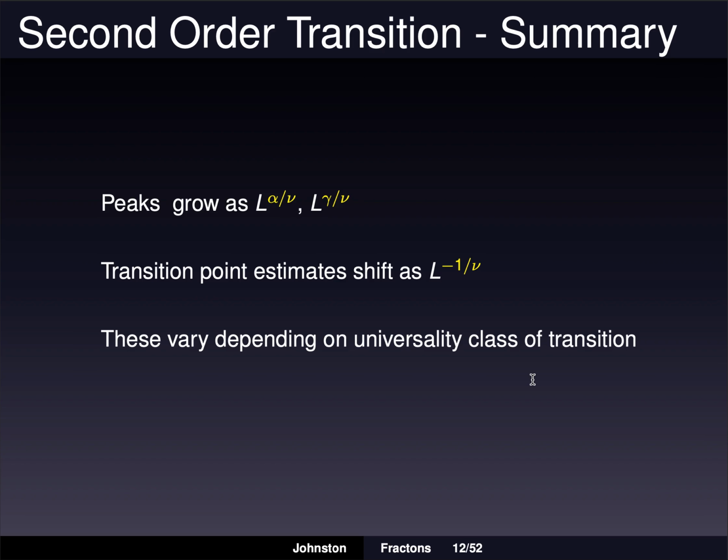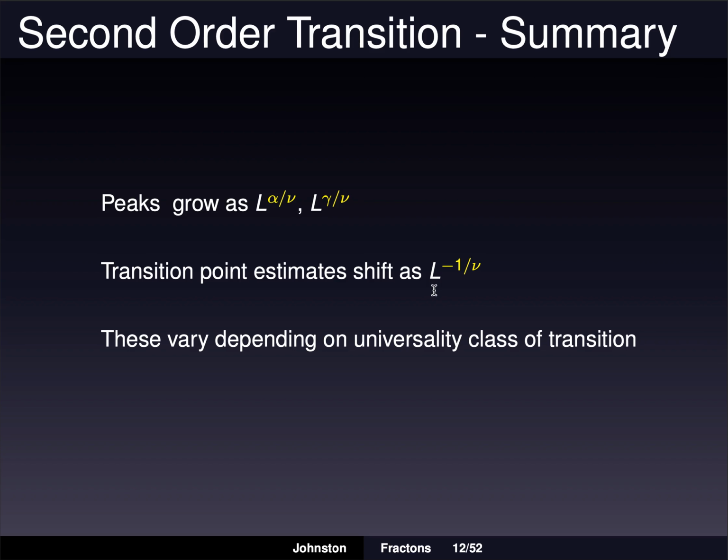So to summarize, if we've got a computer simulation where there's a second order phase transition in the model, we don't see divergences, we can't have infinities on our finitely sized simulation. What we see are peaks in the specific heat that grew as L to the alpha over nu for a system of linear size L, and L to the gamma over nu in the susceptibility. And we also see that our transition point estimates shift like this.